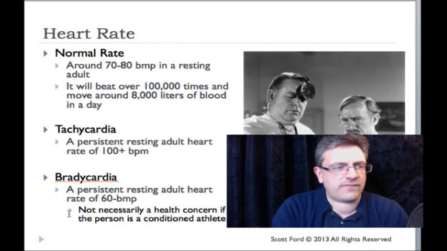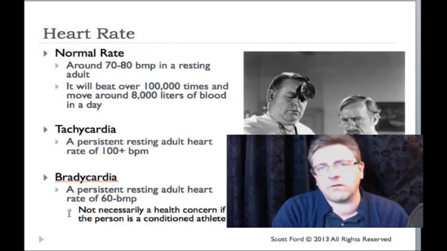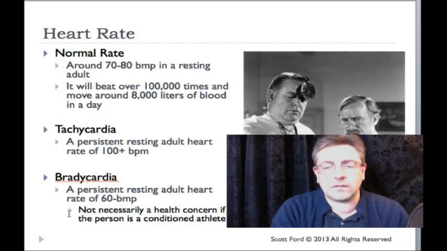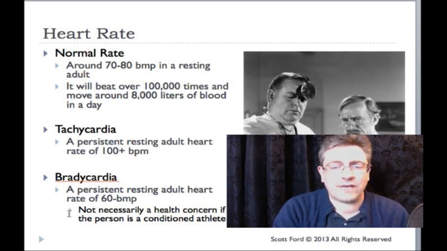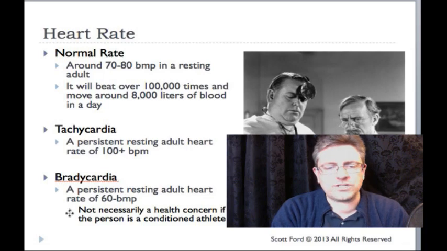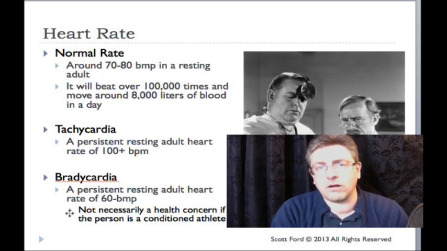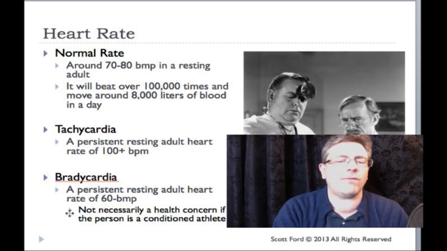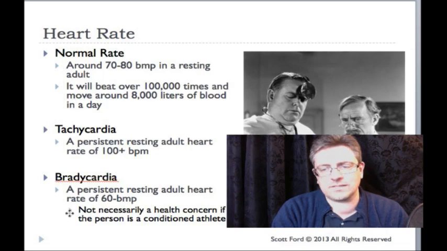So here's some stuff again you need to know. We have the normal heart rate, which is between 70 to 80 beats per minute, BPM. Cool fact, it'll beat over 100,000 times and move around 8,000 liters of blood a day. That's a lot. You have something called tachycardia, which is an accelerated heart rate. It's a persistent resting adult heart rate of 100 beats per minute. So this is a higher beats per minute than normal.